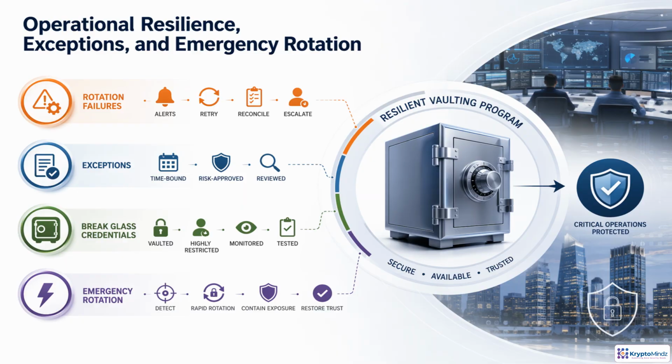A mature vaulting program assumes something will fail. If a service account rotation breaks during a suspected compromise, the first job is detection and containment. Alert, pause unsafe access, and notify the credential owner. Then the team retries or reconciles the account state, rotates rapidly, validates the application, and preserves evidence. Exceptions are not informal workarounds. They need an owner, an expiry date, risk approval, and review. Break glass credentials follow the same discipline: vaulted, restricted, monitored, and tested before a real emergency.